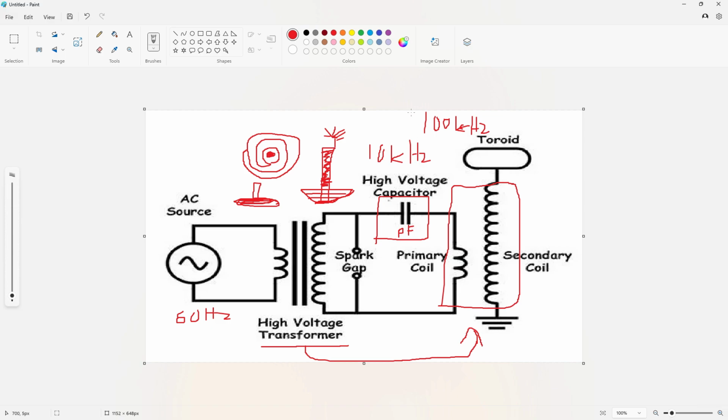The reason this doesn't hurt you is because it's at high frequency. High frequency doesn't penetrate the human skin as well as a low frequency device would. So that's one of the reasons why if you touch a Tesla coil, you're not going to feel much of anything, and it doesn't hurt anybody.